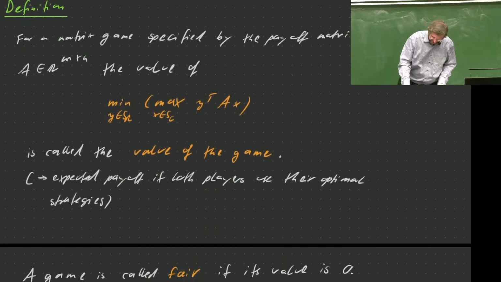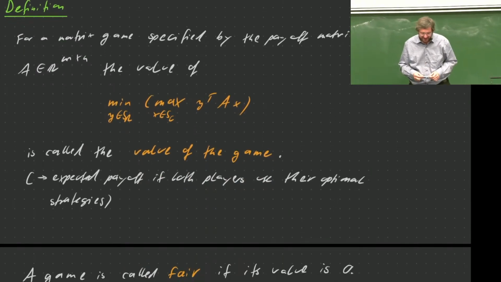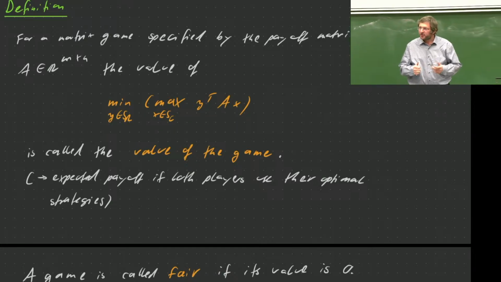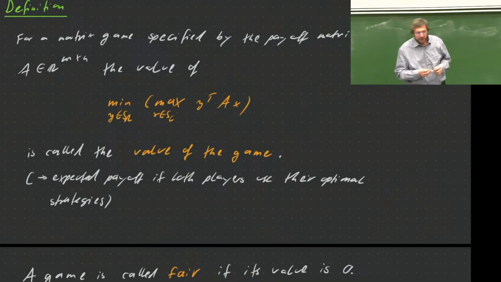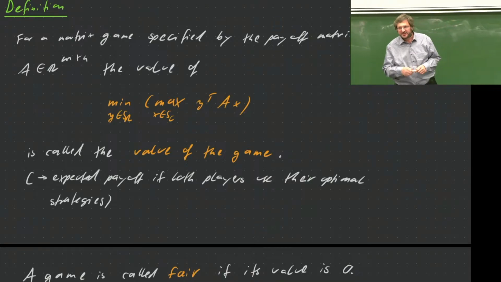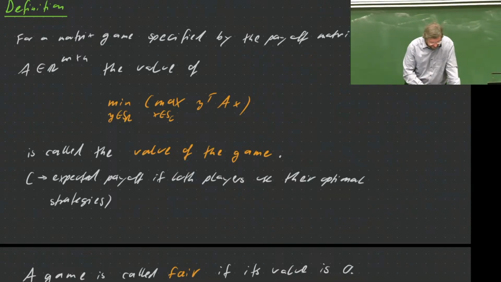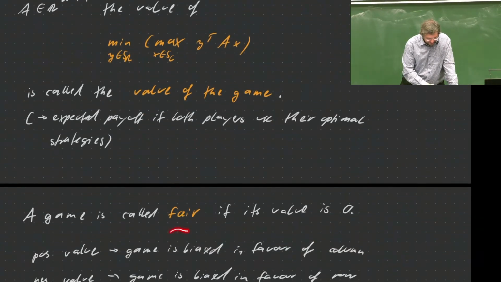All right, one more definition, or two more definitions. Once we have an optimal strategy, of course, we can compute the expected payoff in that optimal strategy, and this expected payoff is called the value of the game. So basically, that means if both players choose their optimal strategies, this is the payoff that column gets. And the game is called fair if that value is 0.